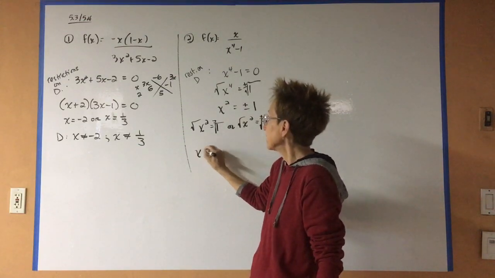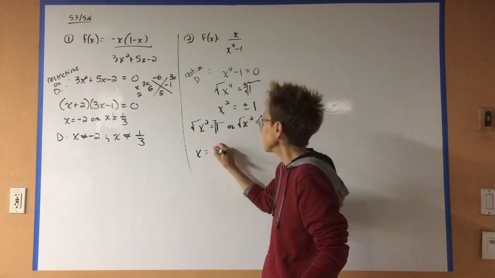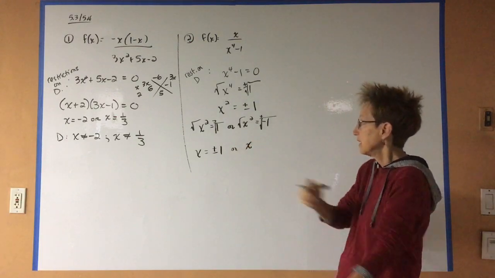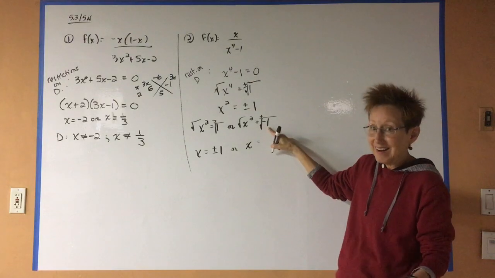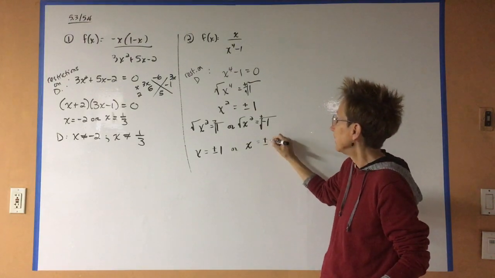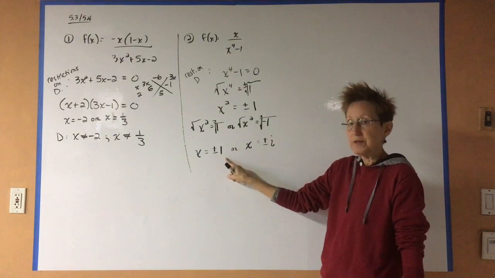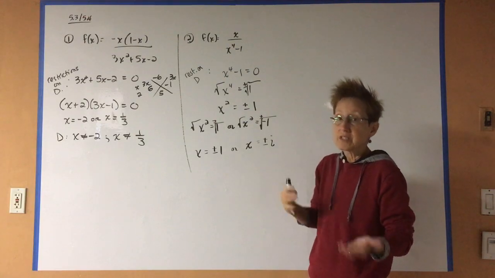So this says x is equal to plus or minus the square root of 1. Square root of 1 is 1, so plus or minus 1. Or this one says square root of x squared is x equals square root of -1 is i, so I have a plus or minus i over here. 4 answers. 1, -1, i, -i. Those are all restrictions on x.